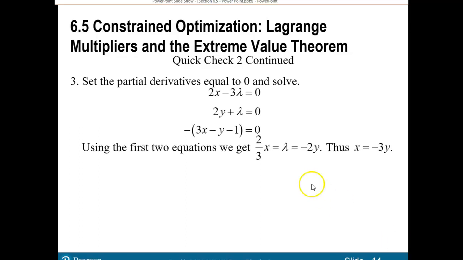When we set them to 0, here we would get 2x equals 3 lambda, or 2x over 3 equals lambda. Here we would get lambda equals negative 2y, right? So that would mean that that would equal negative 2y. Thus, 2/3 x equals negative 2y, which means x equals, we multiply by 3/2, you get x equals negative 3y.